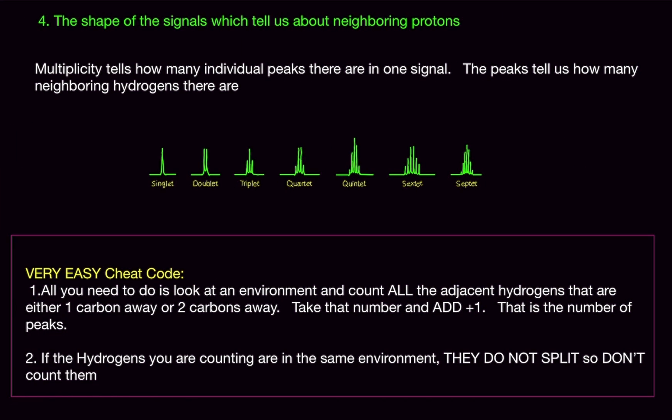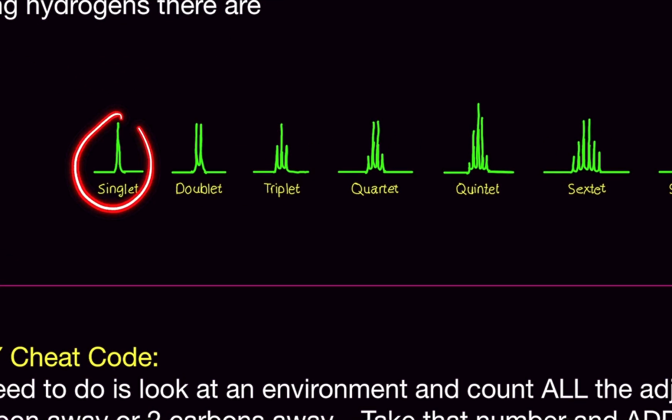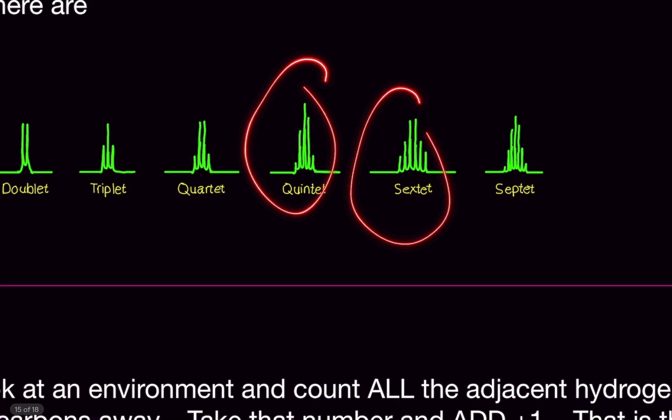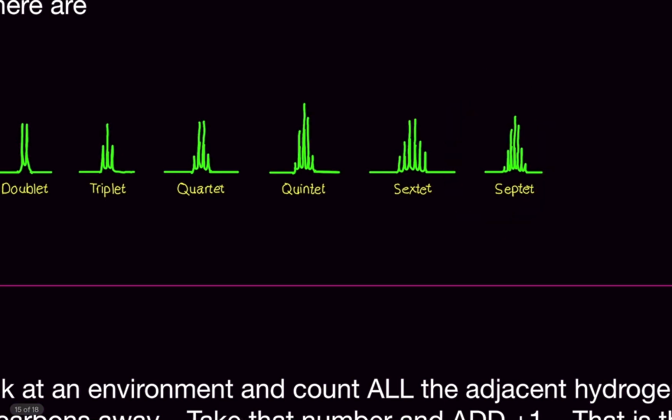This tends to be a very scary part of it, but it's really easy. The shape of the signals tells us about neighboring protons. This is called multiplicity. Multiplicity tells us how many individual peaks there are in one signal, and the peaks tell us how many neighboring hydrogens there are. If you have 1 peak, this is called a singlet. 2 peaks is called a doublet. Triplet. Quartet is 4 peaks. Quintet is 5 peaks. Sextet is 6 peaks. And septet is 7 peaks.